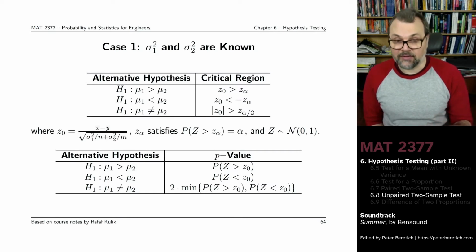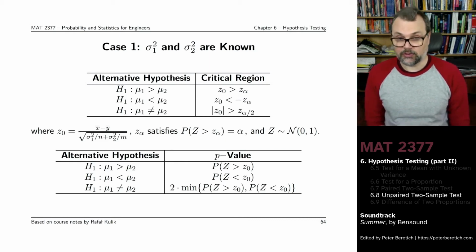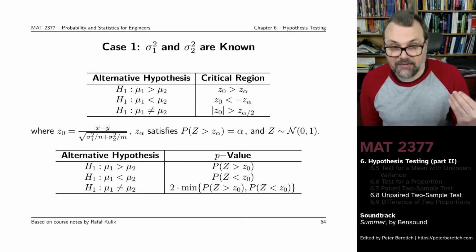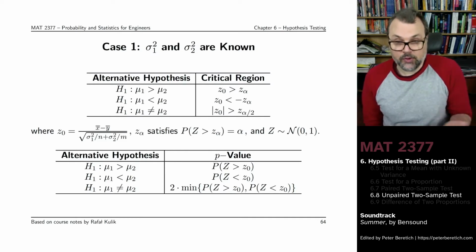And your Z alpha, these are the critical values. We've seen them before, right? The critical values of the standard normal distribution. And the corresponding p-values are the same. You compute it in the same way.